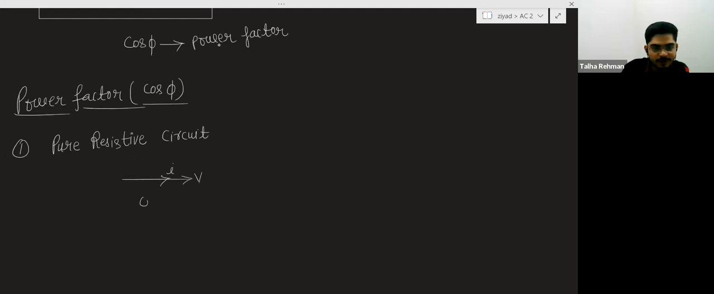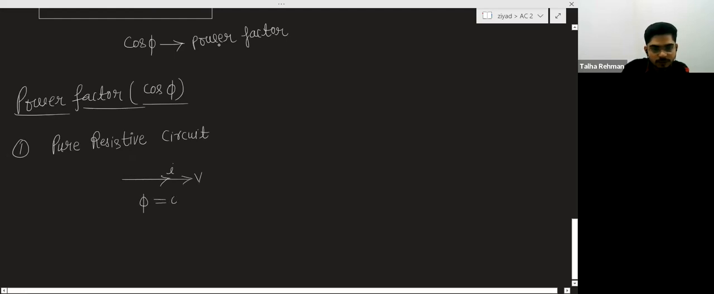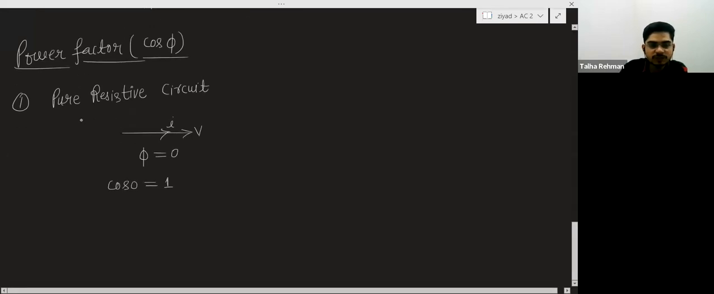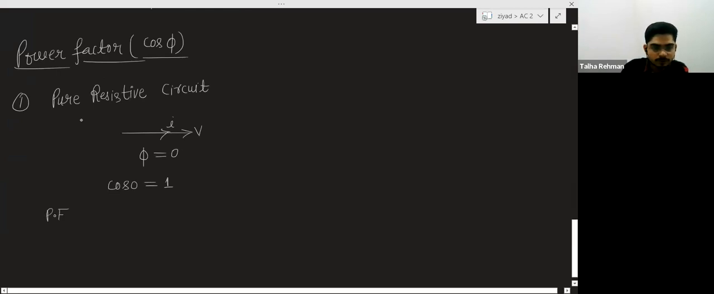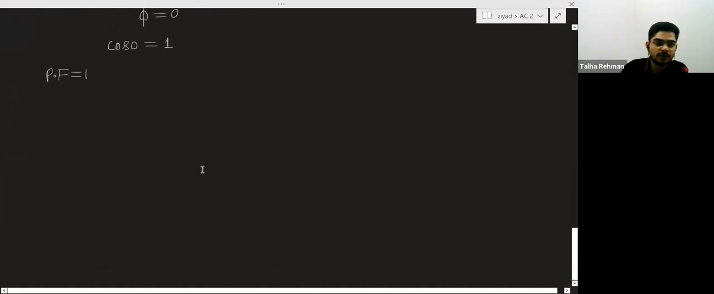So here phi value is 0. So power factor, that is cos phi, is cos 0, and cos 0 is 1. So power factor for the pure resistive circuit is equal to 1.